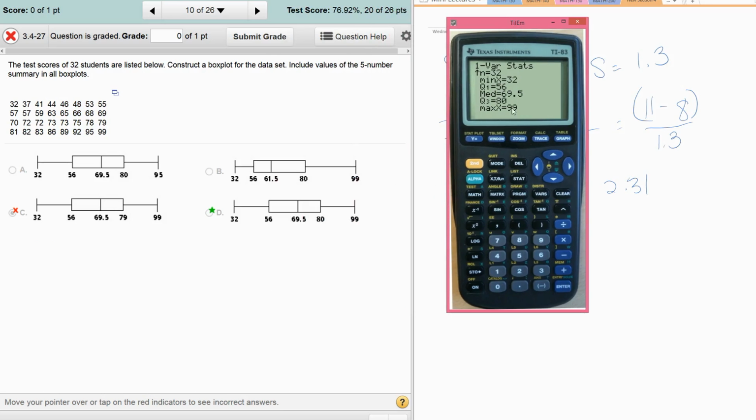Okay, so here's our 5 number summary: 32, 56, 69.5, 80, and 99. That matches up with this one right here. It looks like you chose this one, where the only difference I'm seeing is that this number is 79 instead of 80. I don't know if your calculator rounded wrong or whatever, but let me know what happened there.